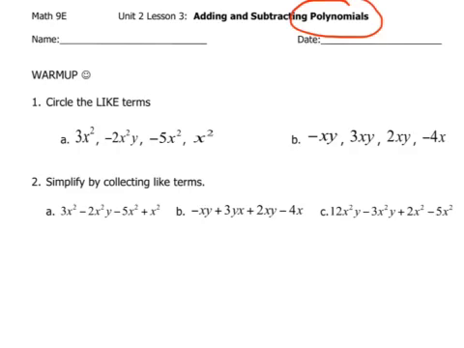So before we go into that, let's just do a quick review. What I would like you to do is, this is a warm-up, and what I'd like you to do is pause the video and do the warm-up yourself and then check to see if you got it right. So pause it right now and then come back and see how you did.